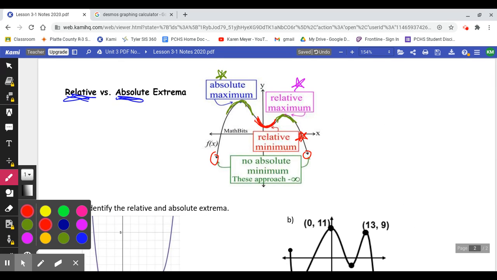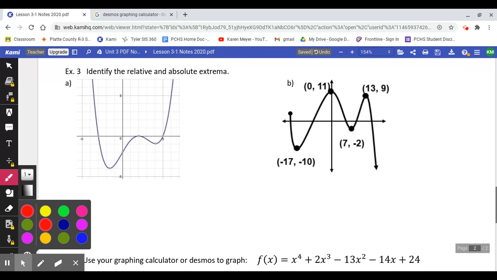Now, along with identifying absolute or relative min or max, we also want you to list the ordered pair. So when we look at example number 3, okay, you've got 3 humps here. So I'm going to outline each one here. So if I look at the first one, this is what I'm going to call the first hump down here, and then this will be my second one, and this will be my third one.